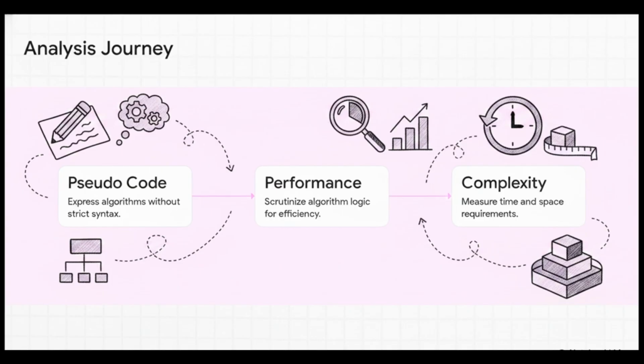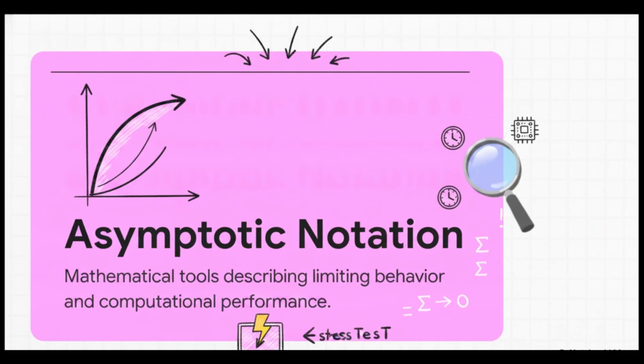And Step 3 is measuring its footprint, specifically looking at space complexity, how much memory is this thing eating up, and time complexity, how long is it going to take to run? Now, to really push our code to the limit and measure that complexity, we need specific tools. Enter asymptotic notation. You'll see this highlighted in the curriculum as both a core topic and a major self-learning requirement. These are mathematical tools used to describe the limiting behavior and performance of our algorithms.